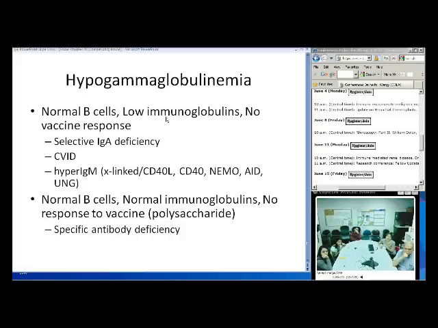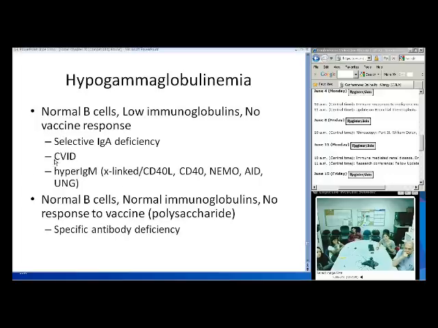All right, so if you have normal B cells but then low immunoglobulins and no vaccine response, then this is hypogammaglobulinemia. If you have low IgG and then one other, IgA or IgM, then we'd call that common variable immune deficiency. If you have just the low IgA, then we have selective IgA deficiency.